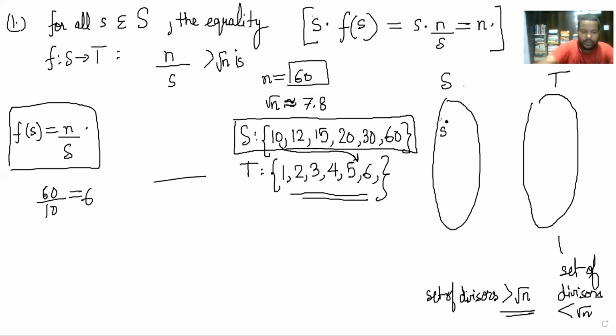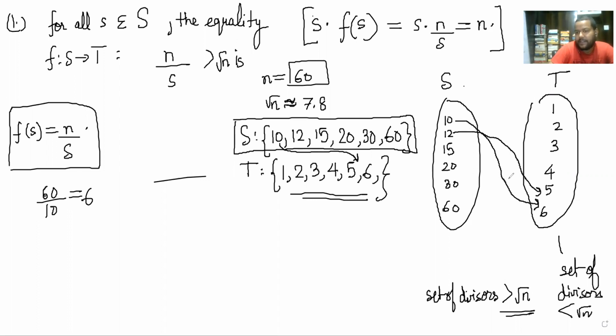So let me just list out the elements of S here, and elements of T there. 10, 12, 15, 20, 30, 60 are the elements of S, and the elements of T are 1, 2, 3, 4, 5, 6. Now notice that f(10) is 6, so 10 is linked to 6. 12 is linked to 5. 15 is linked to 4. 20 is linked to 3. 30 is linked to 2, and 60 is linked to 1.